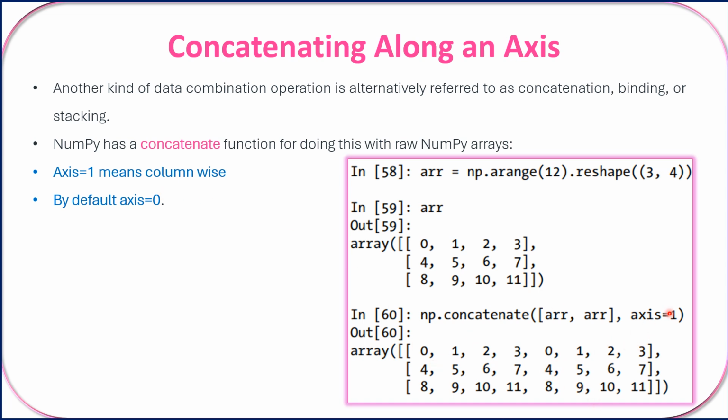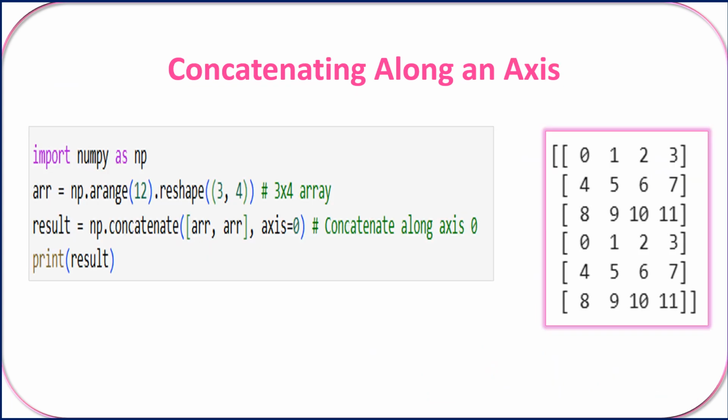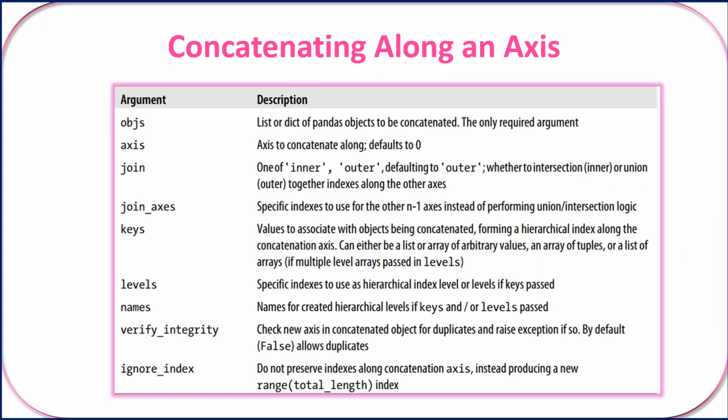In case I don't mention it, it will become this and this. There will be one more array here, because it's row wise. So it is axis 0, so here and here concatenation is done row wise. So these are the different arguments and descriptions as given here.